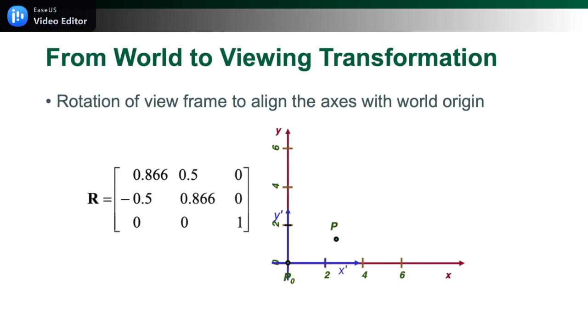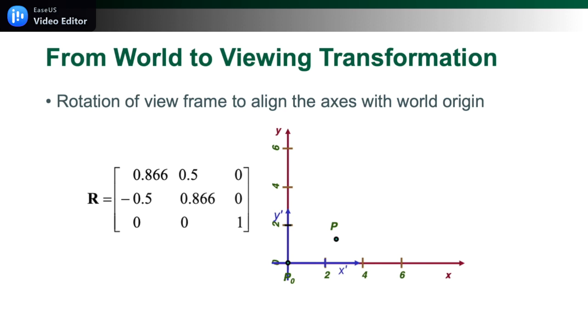Once that has been done, our viewing system gets aligned perfectly with the world system, and in 3D you do the same things, just that you have to do these rotations multiple times, 3 times to be exact. We just had to do it 1 time here. That's the only difference, but the principle remains the same.